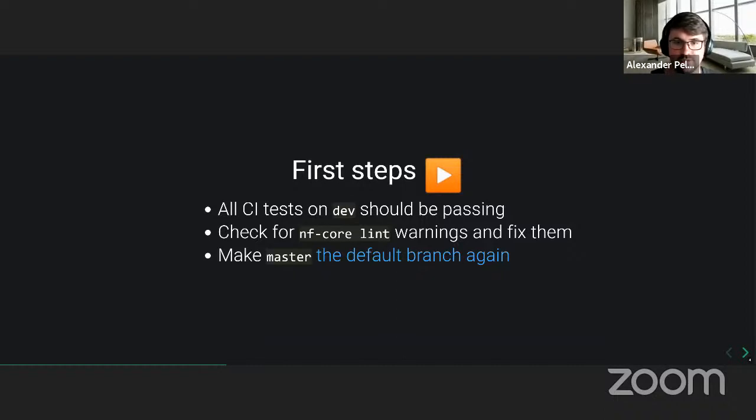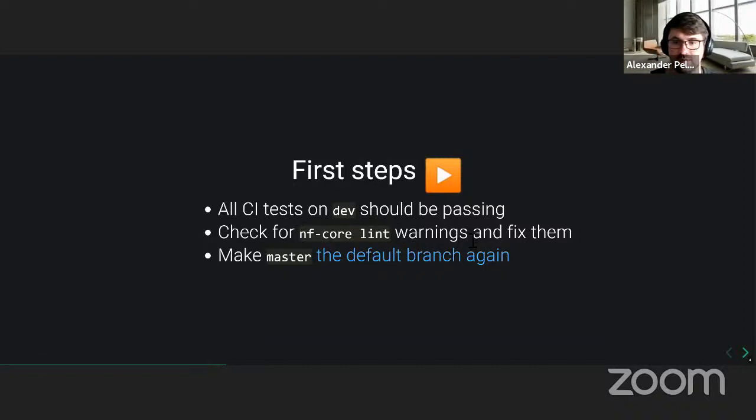For example, you should check that all the continuous integration CI tests on the dev branch are passing. That would be something where you actually have to go on your pipeline page. You have to check the GitHub actions there and see whether all of the tests are passing. If this is the case, then you can check that off your list and just check again whether the NF core linting spits out some warnings, because if there are errors, these CI tests will not pass. But if there are warnings, they will pass because they're just listed as warnings.